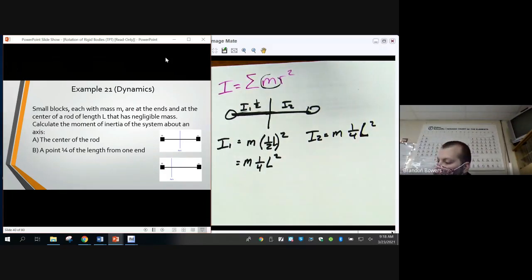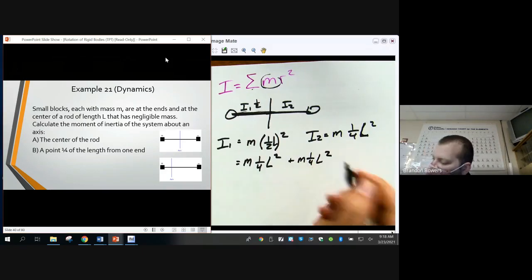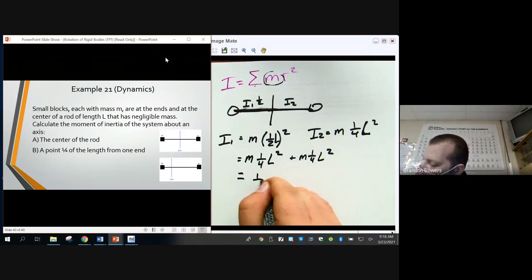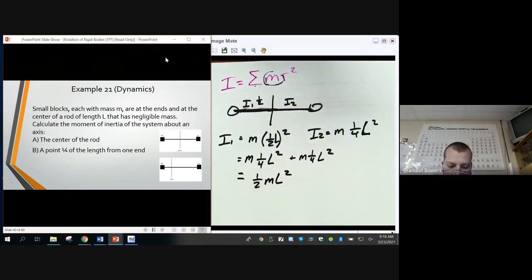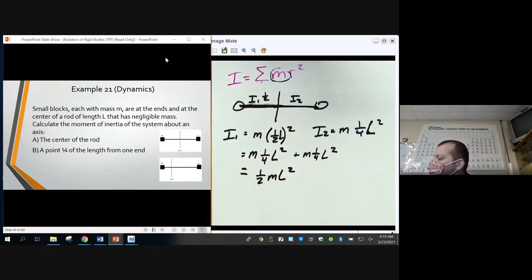Now, remember, it's the sum of all that, so if we add those two together, our total sum is just, well, if you add 1/4 and 1/4, you get 1/2 mass times the length squared. I just moved my 1/4 up. Does that kind of make sense?